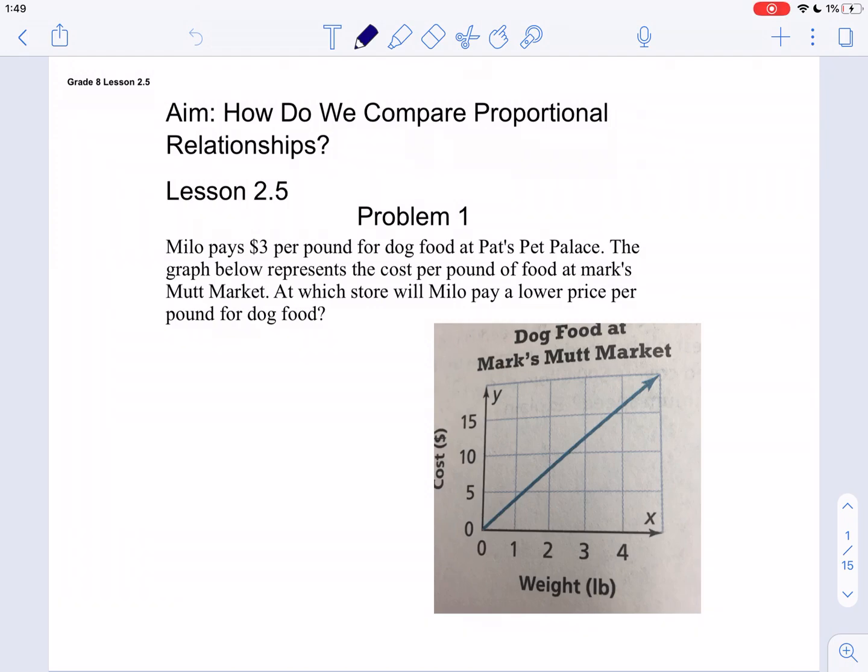Today's lesson is on how do we compare proportional relationships. Problem 1. Milo pays $3 per pound for dog food at Pat's Pet Palace. The graph below represents the cost per pound of food at Mark's Mutt Market. At which store will Milo pay a lower price per pound for dog food? Take a minute to copy down the question.